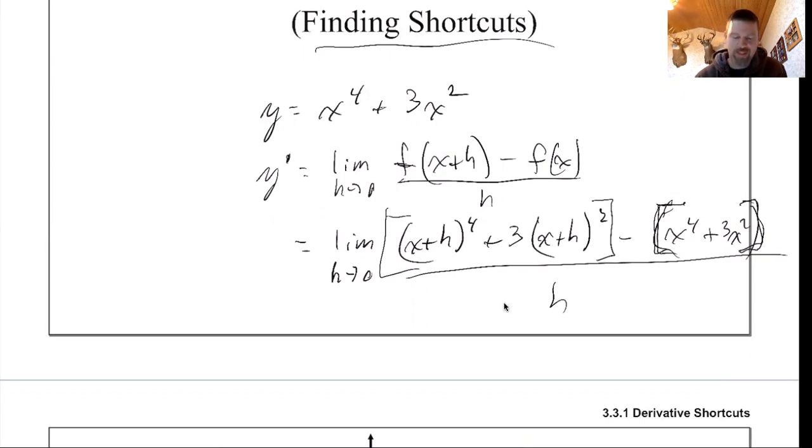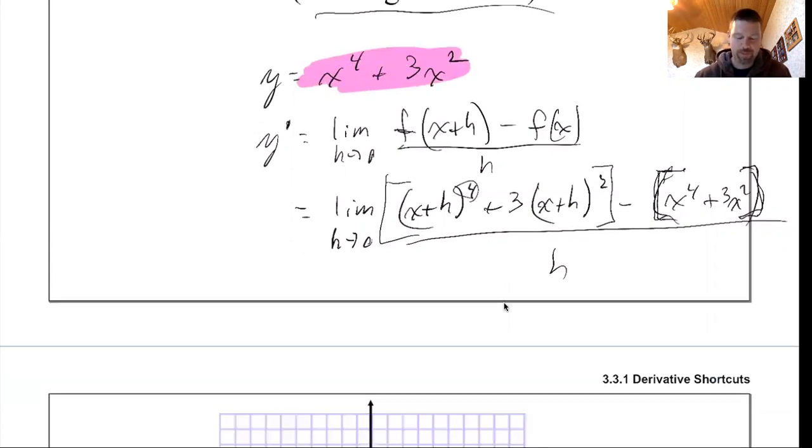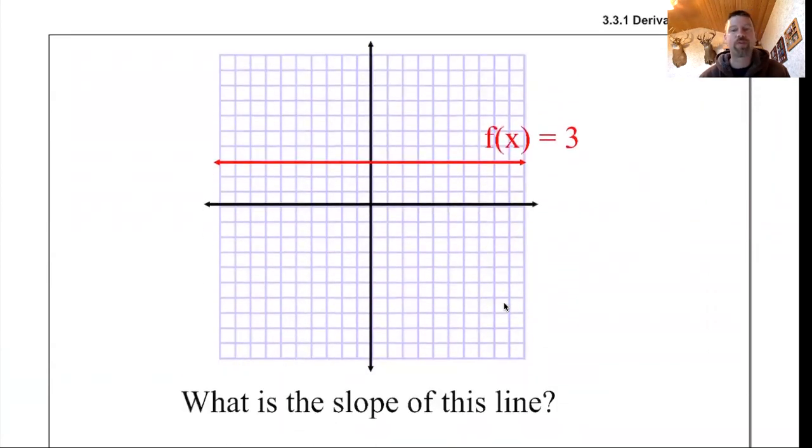You're probably looking at this like, oh no, I have to take the fourth power of that one. It would take forever. However, once we learn our shortcuts, we can answer this in about 2 seconds. Literally, it's super fast. So that's kind of cool. So let's start with our first shortcut, the derivative of a constant.